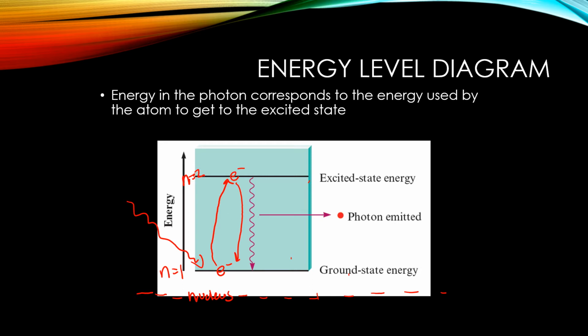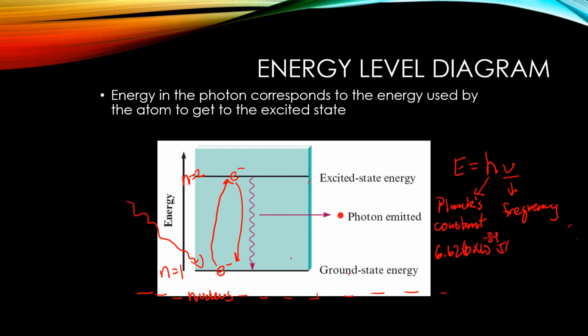We can look at the relationship between the energy and the frequency, and as we said, we have a formula, E equals h times nu. Again, remember the nu is the frequency, and h is a constant that we named in honor of Max Planck. So that's Planck's constant, and it is 6.626 times 10 to the negative 34th joules times seconds.